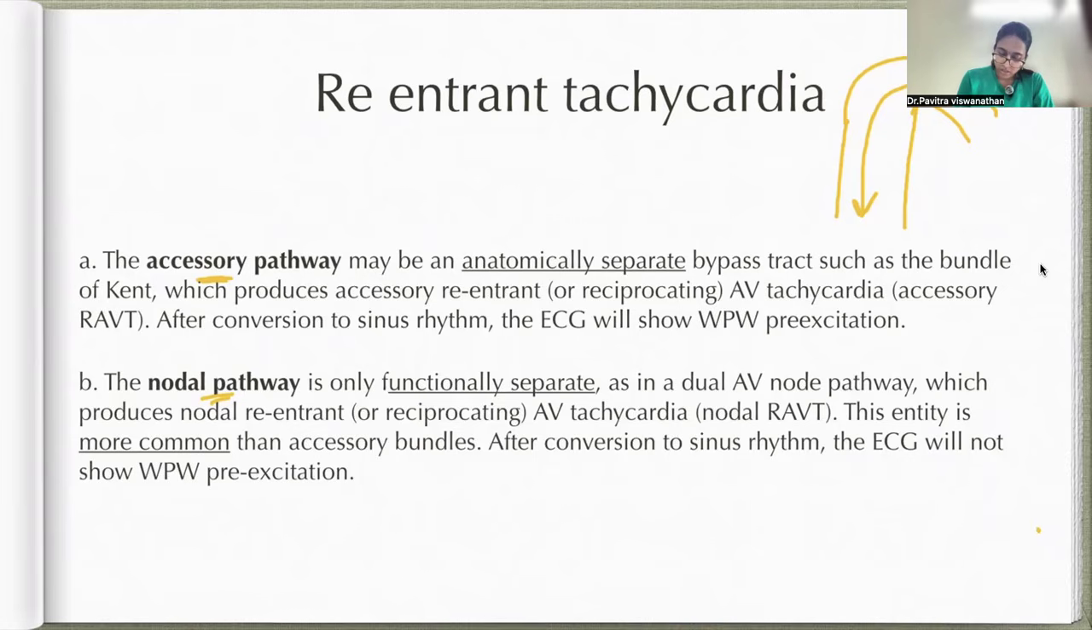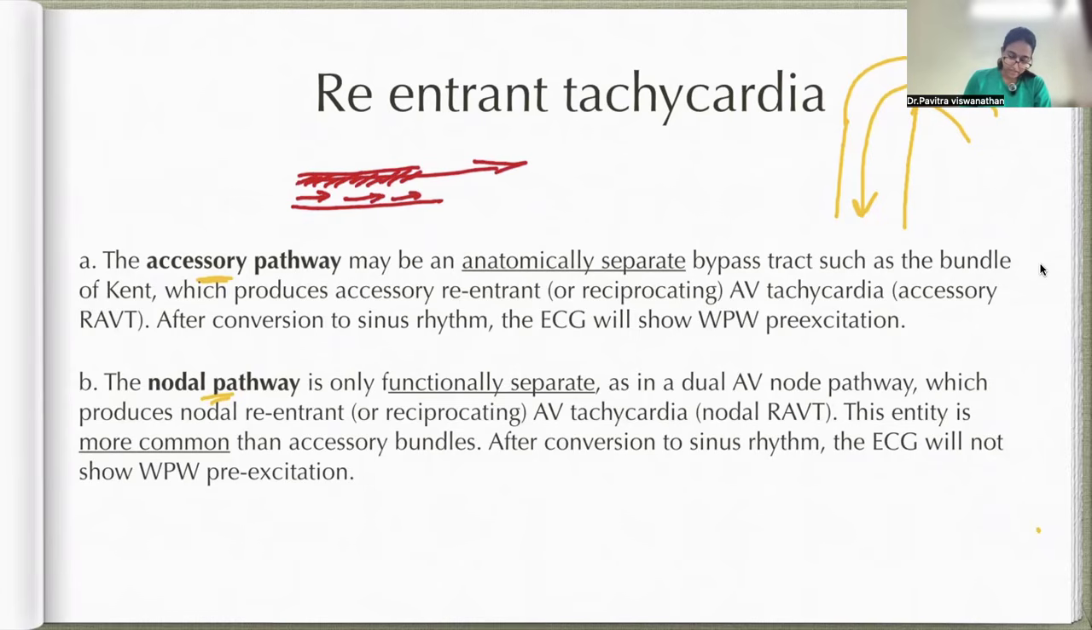So it can be somewhere, say, my pen is not working, I don't know for what reason. So this is the road. You have one part of the road where if vehicles go, they can go much faster than the regular road. So this is the nodal pathway.